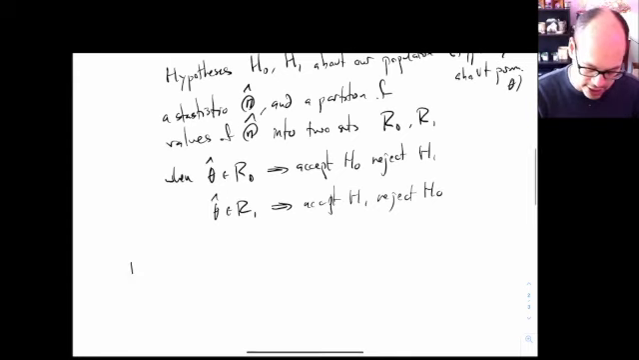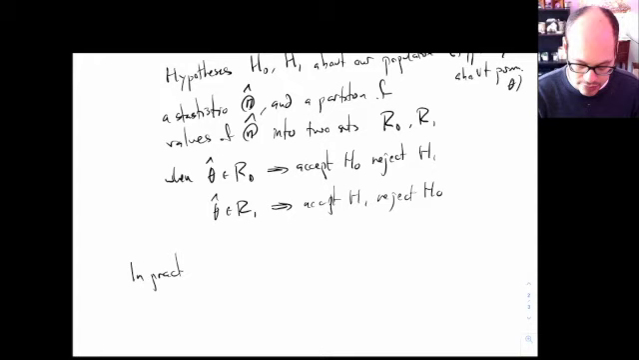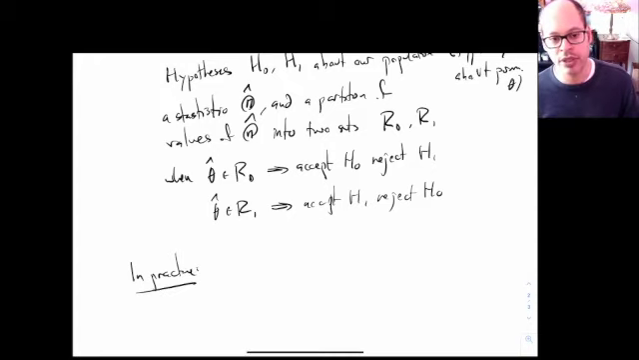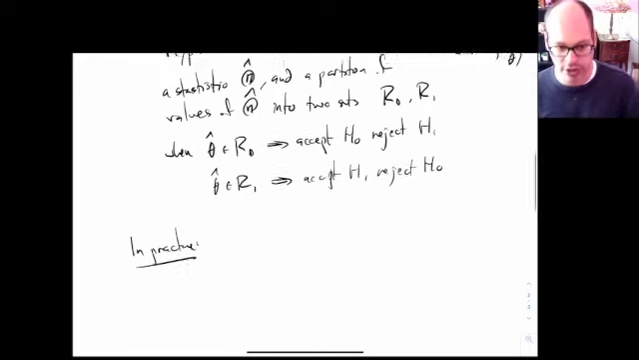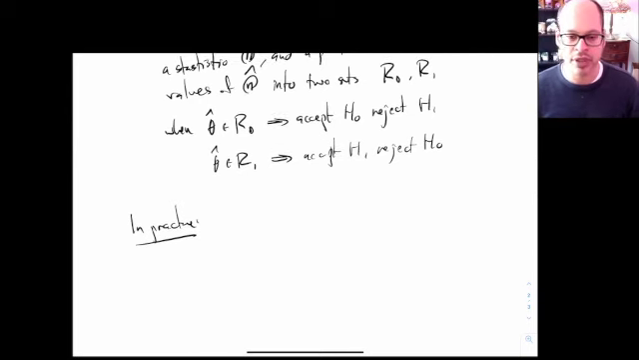So in practice, we generally have one hypothesis which represents some important actionable conclusion, and one hypothesis which means we don't do anything, there's no action, no result, nothing out of the ordinary, so to speak. And these hypotheses are treated kind of differently.